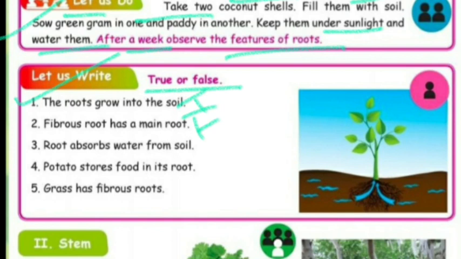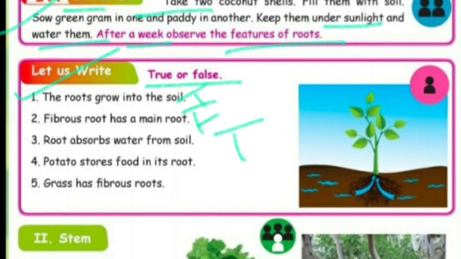Roots absorb water from the soil. It is true. And potato stores food in its root. It is true. Grass has fibrous roots. It is true.